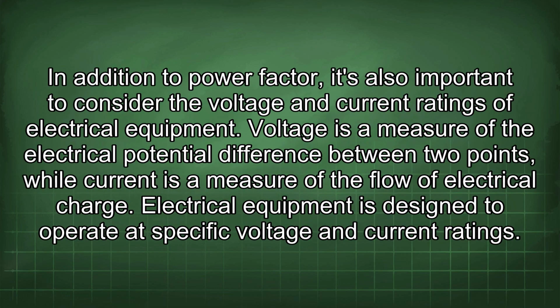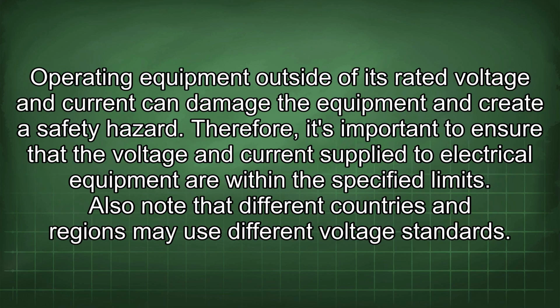In addition to power factor, it's also important to consider the voltage and current ratings of electrical equipment. Voltage is a measure of the electrical potential difference between 2 points, while current is a measure of the flow of electrical charge. Electrical equipment is designed to operate at specific voltage and current ratings. Operating equipment outside of its rated voltage and current can damage the equipment and create a safety hazard. Therefore, it's important to ensure that the voltage and current supplied to electrical equipment are within the specified limits.